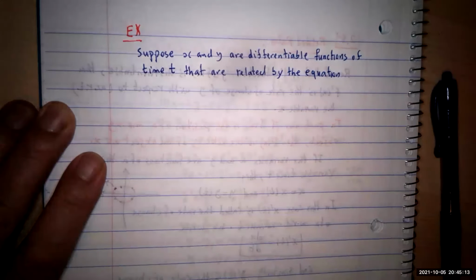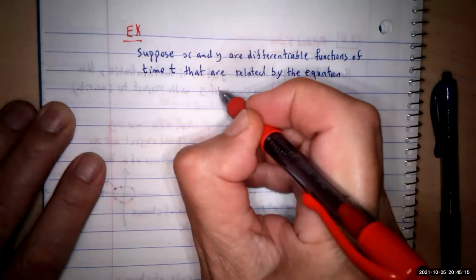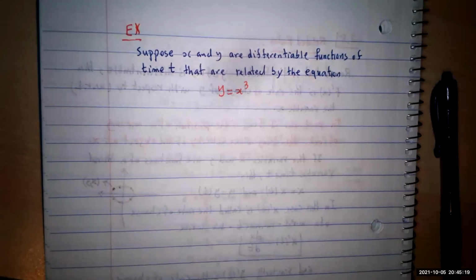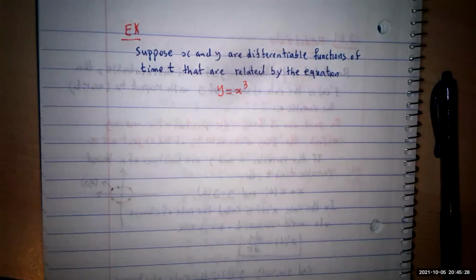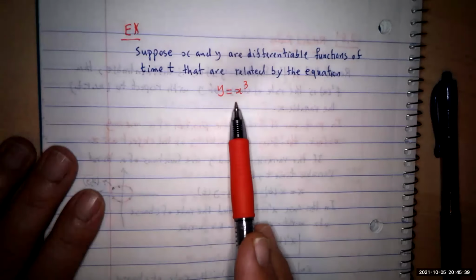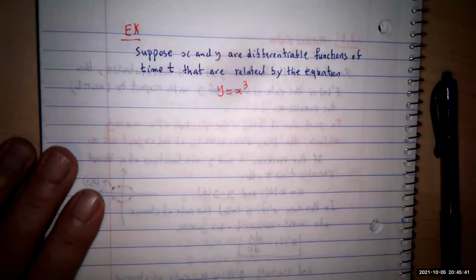An easy equation: y equals x cubed. If they don't tell you this, if they just give you y equals x cubed, this is an ordinary function. It's not a related rates problem. But when they say that x and y are functions of t, then you realize that there is a third variable involved. So they give you one of these rates with respect to the time, as I told you, and they ask for the other one.